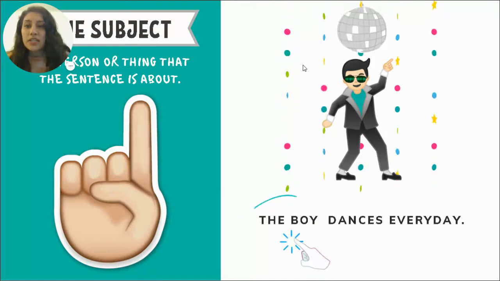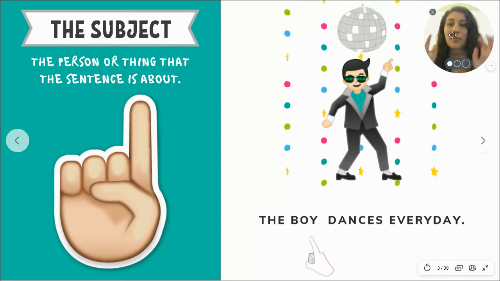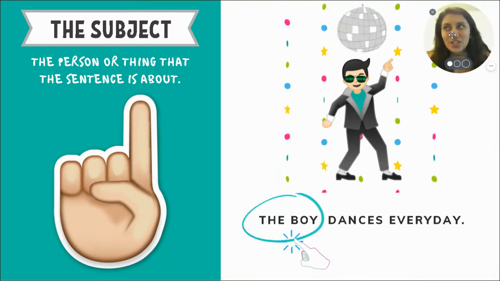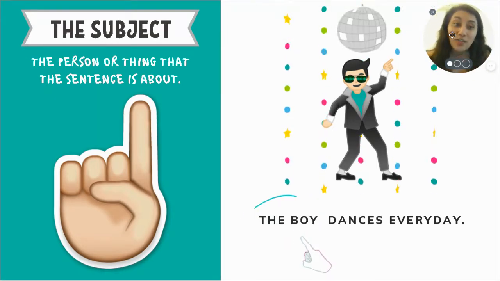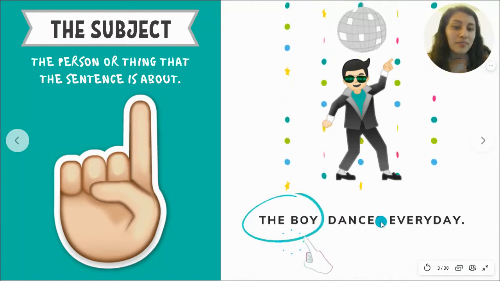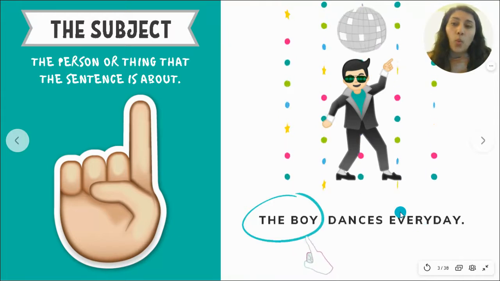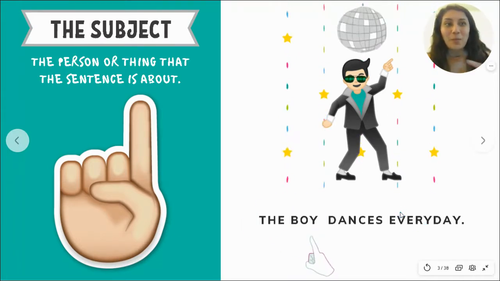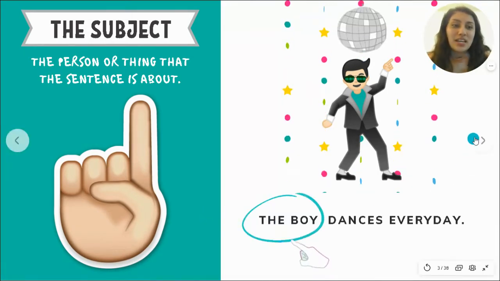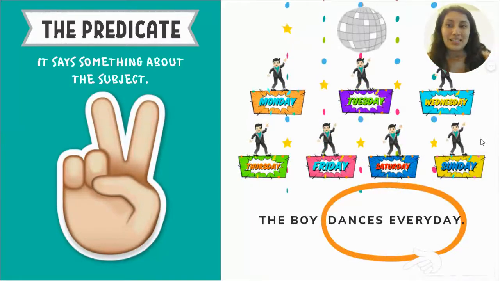So the subject is, let me move myself here. The subject is the person or thing that the sentence is about. So the subject actually is the protagonist of the sentence, okay, like the focus of it. For example, here in this sentence, it says, the boy dances every day. So what is the protagonist, or the most important thing here, is the boy, right? So that is the subject. We have some steps to recognize it, and we're going to check that in some minutes.